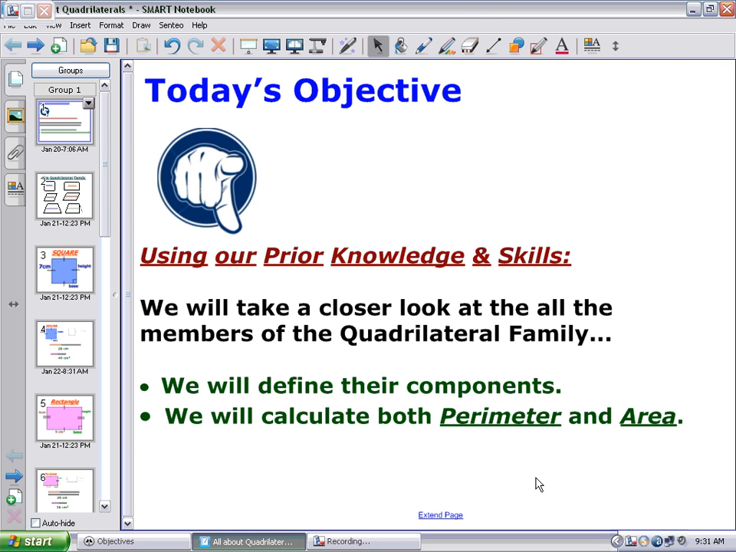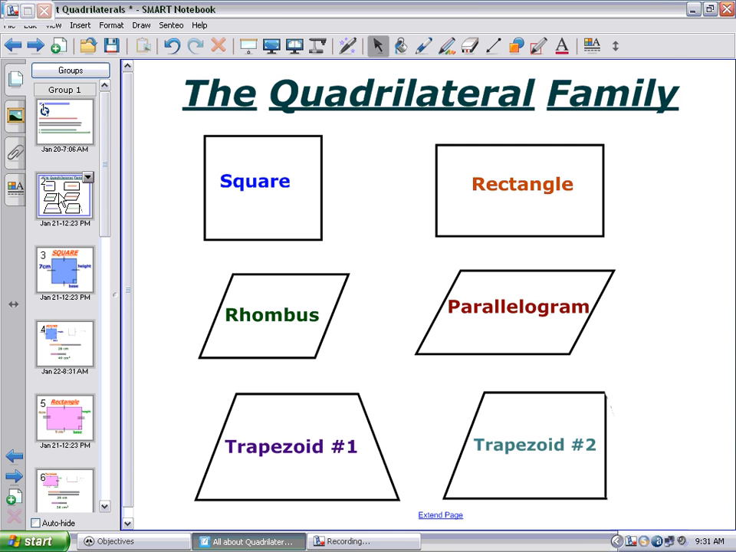Hi, and welcome to another installment of Math Basics, Mr. Besh. Today we talk about four-sided figures, also known as the quadrilateral. We will define their components, and I will also teach you how to calculate both the perimeter as well as the area. Let's take a closer look at our family.